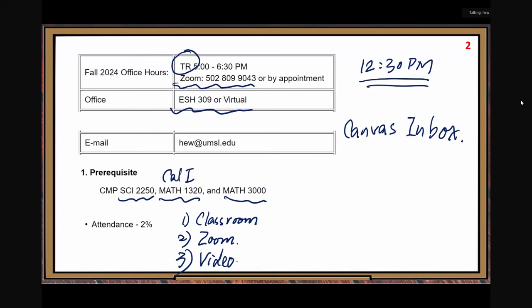Then I embed my YouTube video in an HTML file, and I post my HTML file in Canvas. So you can click my HTML file and watch the video. If you do not get classroom attendance or Zoom attendance, then you have another chance. You just watch the video. After you watch the video, you can tell me you completed it.